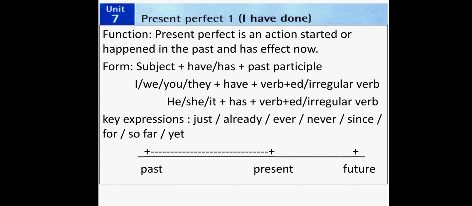The form of the tense here is subject plus have or has plus past participle. We use have with plural nouns or pronouns: I, we, you, they, or two or three persons, Ahmed and Ali, for example, plus have plus the past participle, which is formed by adding ed, or sometimes it is an irregular verb.